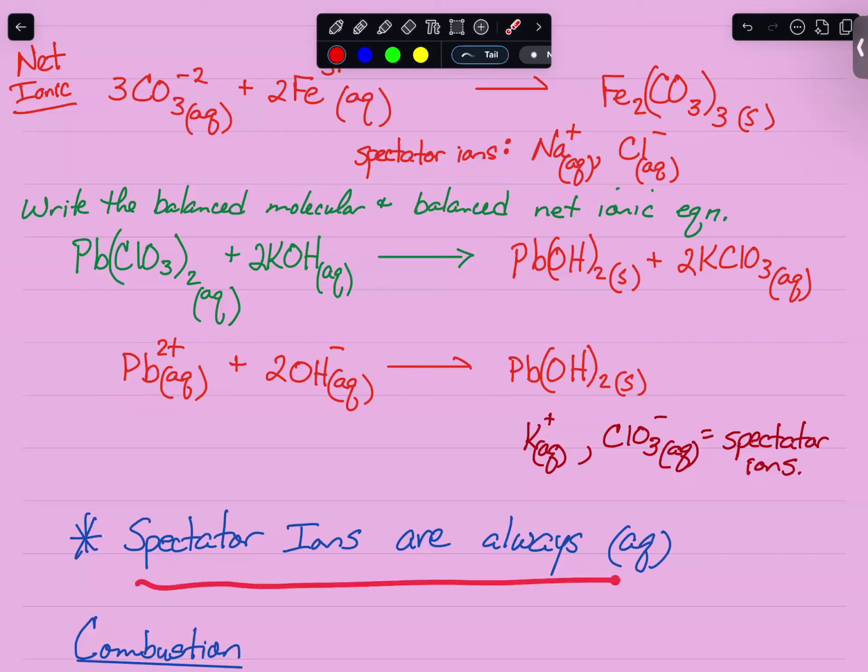Reminder again, spectator ions are always aqueous. So if it asks you to list the spectator ions, please list their states of matter. I say this in class a lot. States of matter matter now.